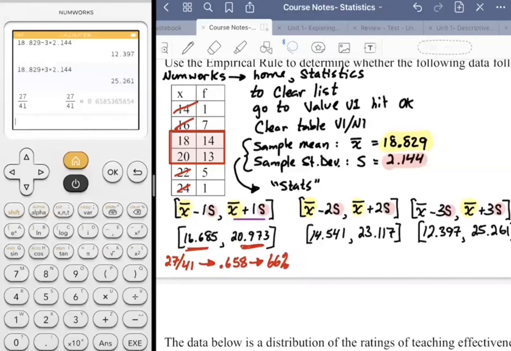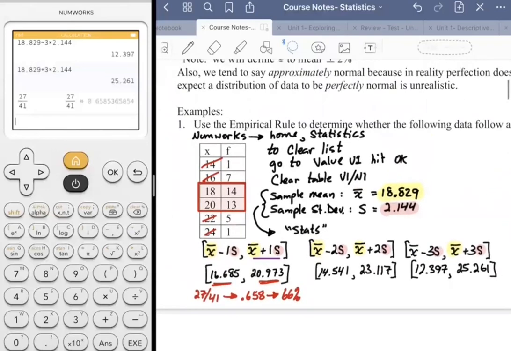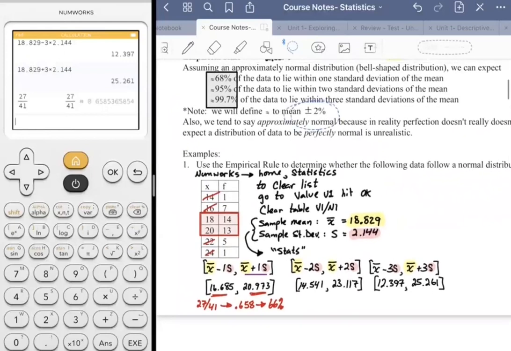And you'd say, well, it's not quite close enough, because we defined approximately to be about 2 percentage points. So it's right on the border. It's close to 68%. We want it to be 68%. It's close, but it's not quite there. So we'll let the rest of the computations decide for us whether the data set follows a normal distribution. All right, so looking at the second interval of values.